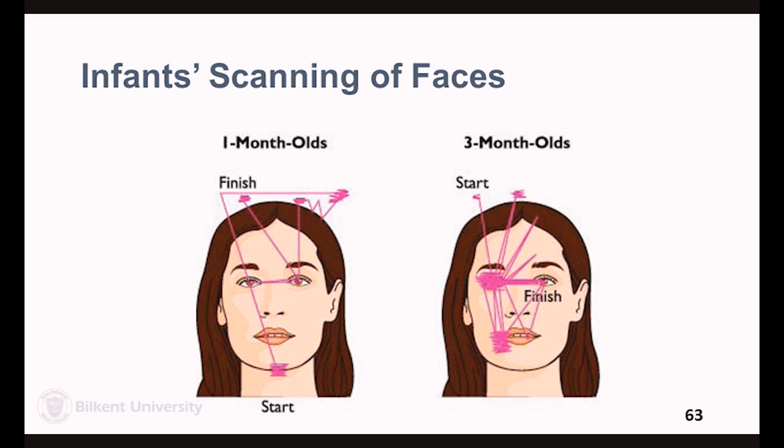Infant scanning of faces, we see that at 1 month, for example, infants are paying more attention to the outer contour of this pattern, which is the face. By 3 months, though, they start also examining the details of the inner features, not just the outer.